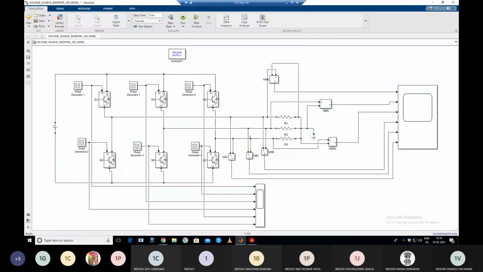So here our practical is this: study and simulate the 180-degree, 120-degree mode and 150-degree mode of voltage source inverter. In theory, we have studied the 180 and 120-degree mode of inverter. The 150-degree mode of inverter theory I give for self-study. You can do the same calculation as we have done for the 180 and 120. The only change is that each and every thyristor is conducting for the 150-degree duration.